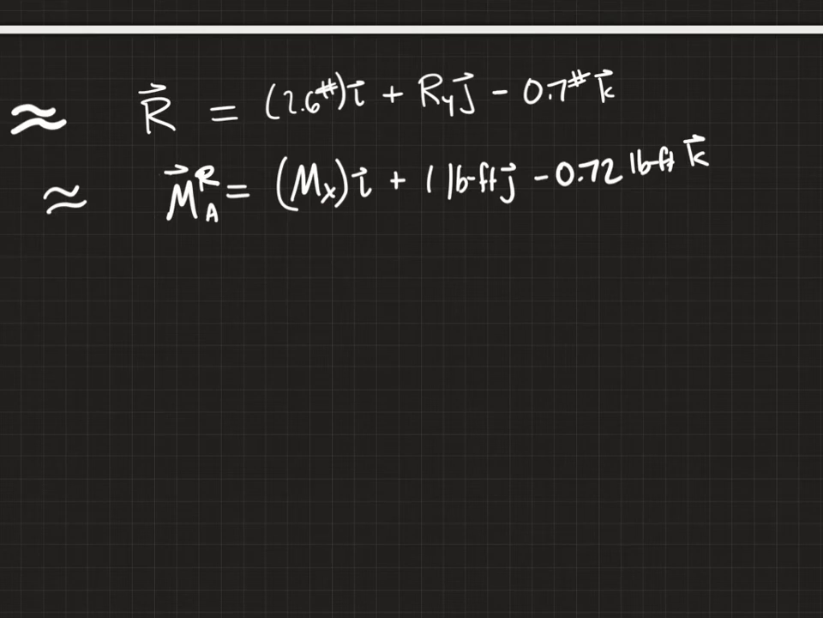And then the resultant moment or couple around point A would be something in the X direction, 1 foot-pound in the J direction, and negative 0.72 pounds force foot in K.